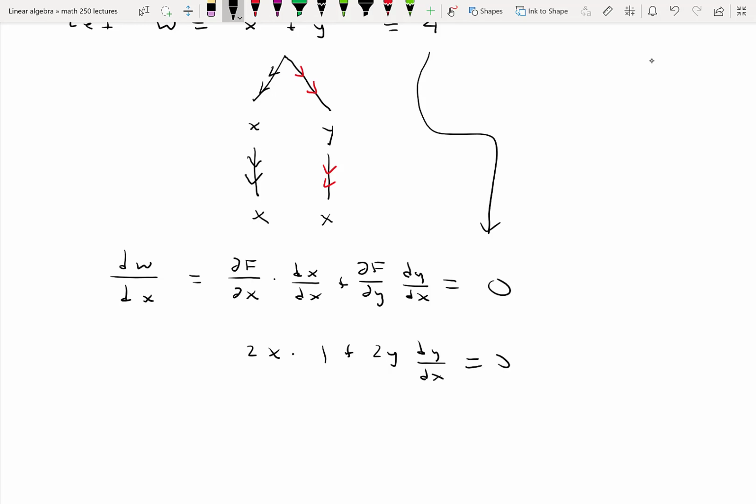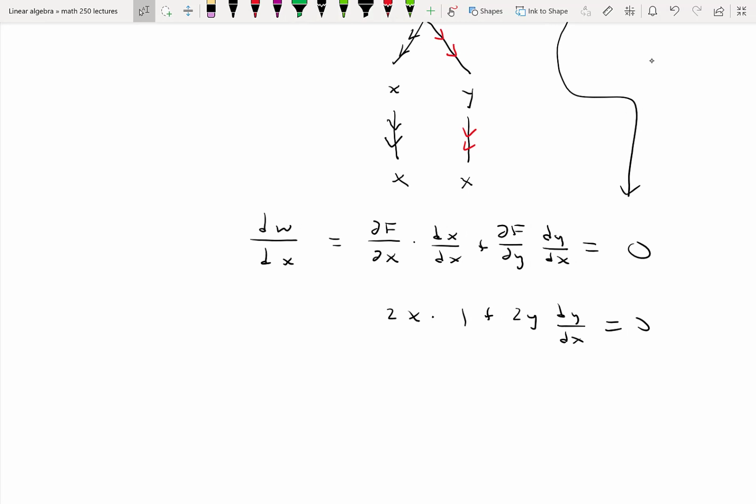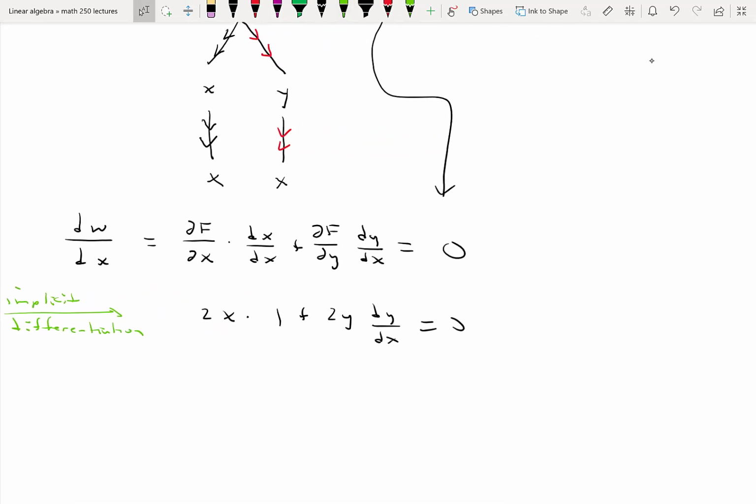Okay. If you wanted to think about this just using Calc 1, you could kind of get away with it. See, w equals x squared plus y squared. You can get away with it using implicit differentiation. Derivative of x squared is 2x. Derivative of y squared is 2y y prime. Okay. And no matter how you think about it, in any case, if you multiply both sides by dx, you get 2x dx plus 2y dy equals 0.